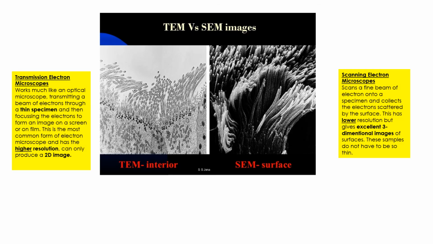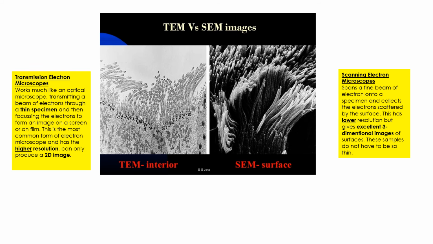Okay, so the final thing we need to know about microscopes is that there are more than one type of electron microscope. So we've been talking there about the transmission electron microscope. So the transmission electron microscope is one where the electron beam is passed through the sample, just like in the optical microscope, the light passes through the sample.